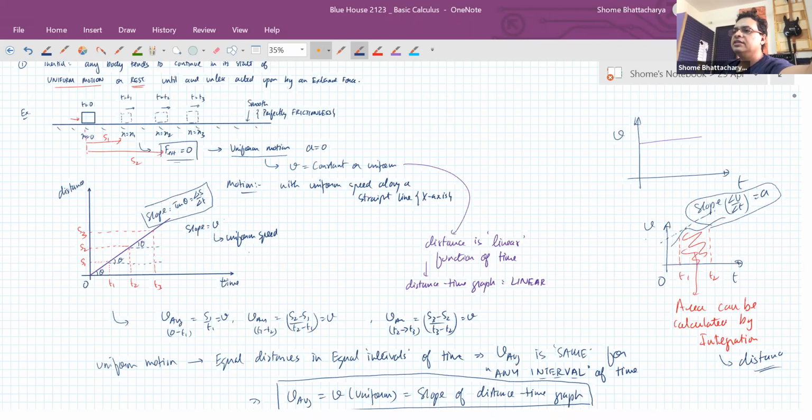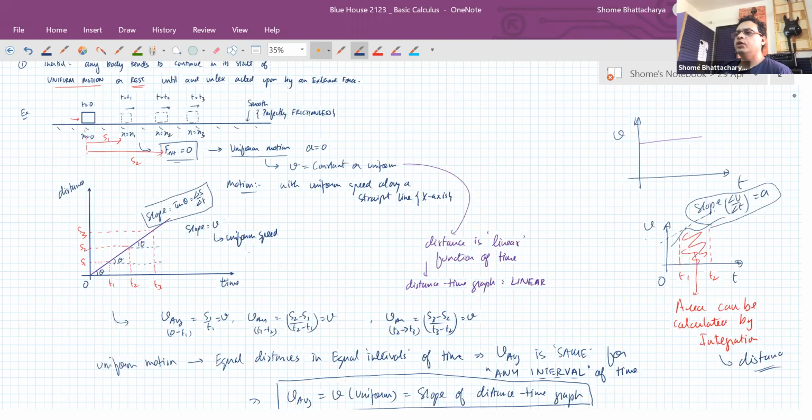But as long as there is acceleration, as long as s cannot be written directly as ut or vt or whatever, it will not be a straight line. A straight line will be only in that case where the velocity or speed is uniform. So any case of non-uniform speed or non-uniform velocity will result in a distance versus time graph which is non-linear, which is not a straight line.